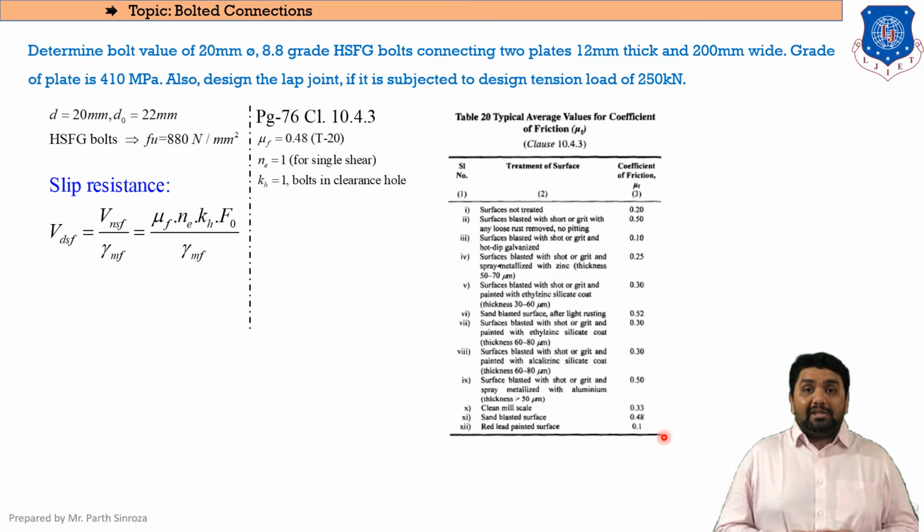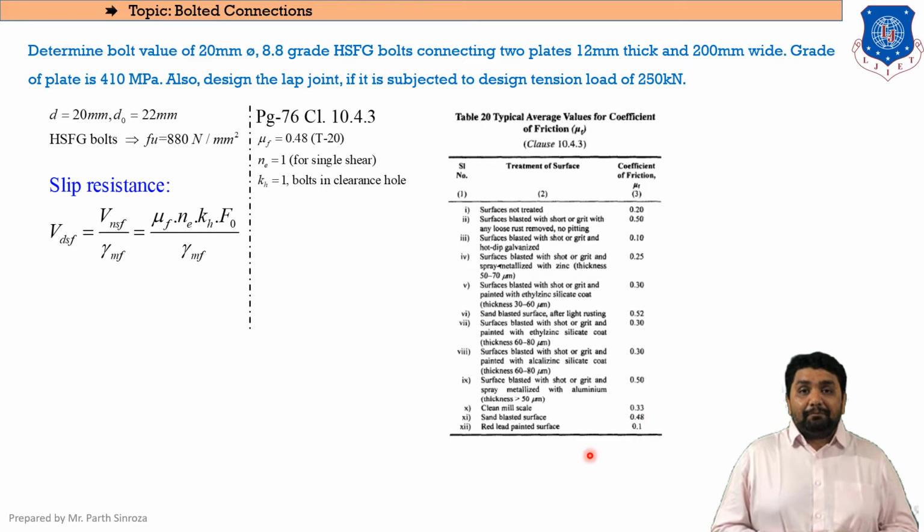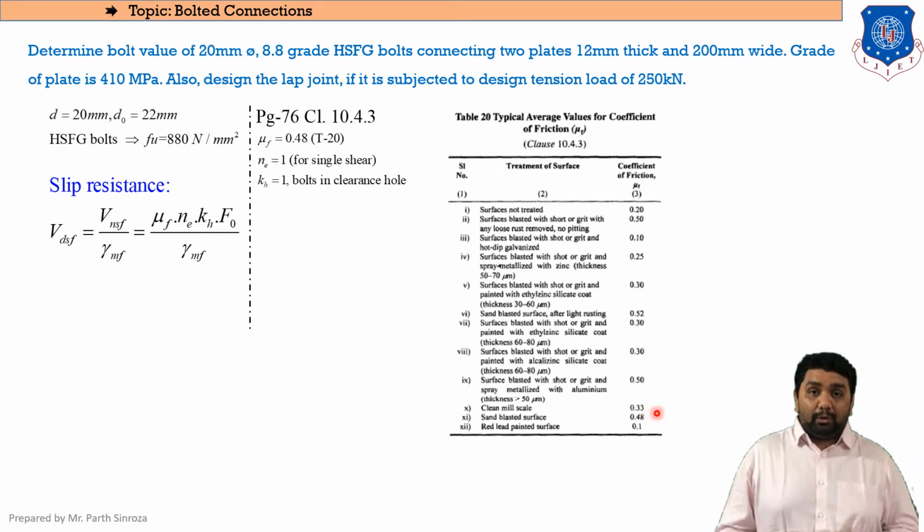And up till now GATE has not asked anything regarding this table. So in this case I have taken the value as 0.48. As you can see in the IS code, it is for sand blasted surface. Here I have taken the value 0.48. It is not compulsory to take 0.48.